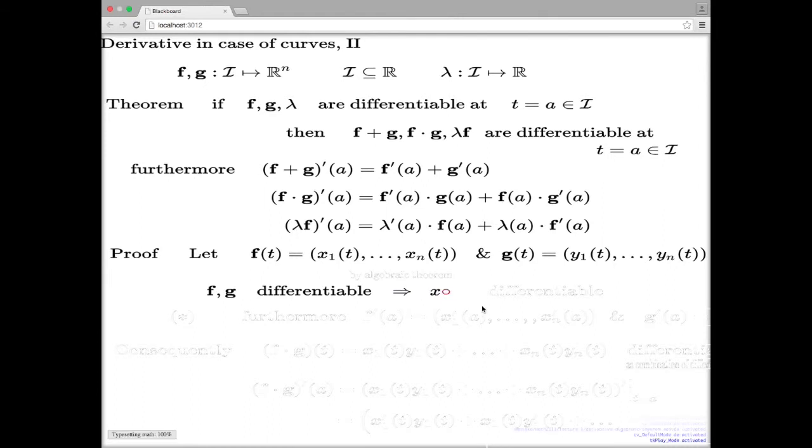Again, because everything happens by component, because our limits are defined in the per component sense, we need some names for the components of the vector functions f and g. So I'm going to introduce names for the components. x1, x2, ..., xn will be the names, numerical functions, of the components of f, and y1, y2, ..., yn will be the names for g. Since f and g are differentiable, every component of f and g is differentiable.